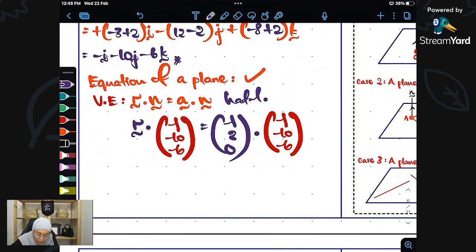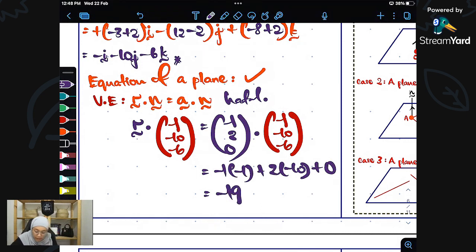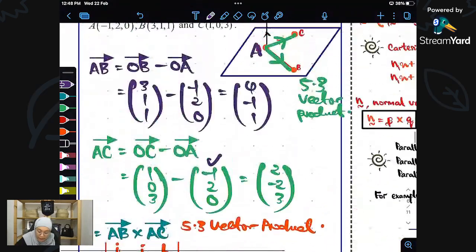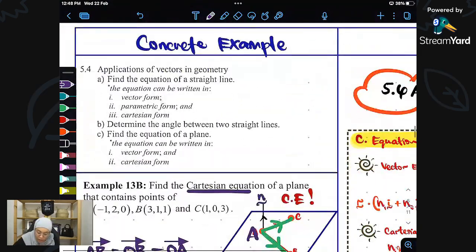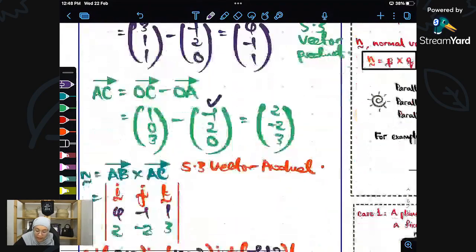So then you write it down and solve the dot product here, which is -1 times -1 plus 2 times -10 plus 0, and then you will get 1 minus 20, which is -19. Not -19, it's +19. And then this +19 is actually equal to, what does it ask for? Again, it asks for the Cartesian equation. Look back at the question, it asks for the Cartesian equation.